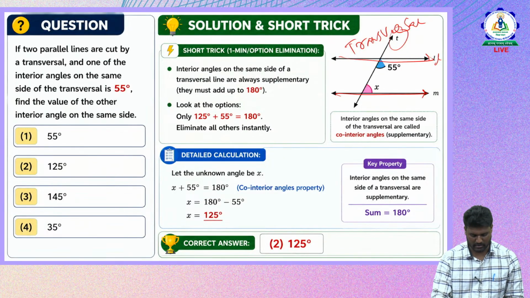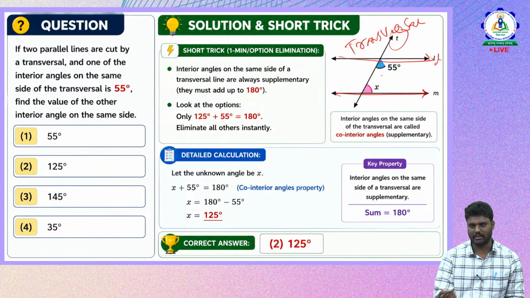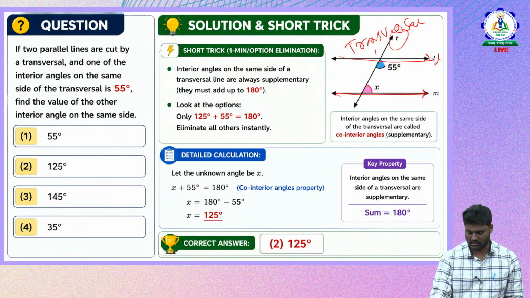When the transversal cuts, one side's angles become interior angles. These two become interior angles, and these two become exterior angles. Let us assume these are angle 1, angle 2, angle 3 and angle 4.